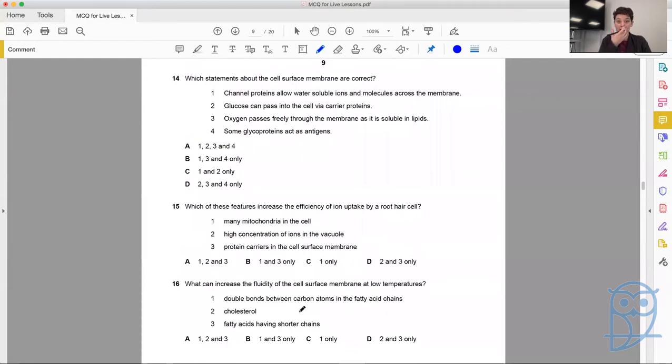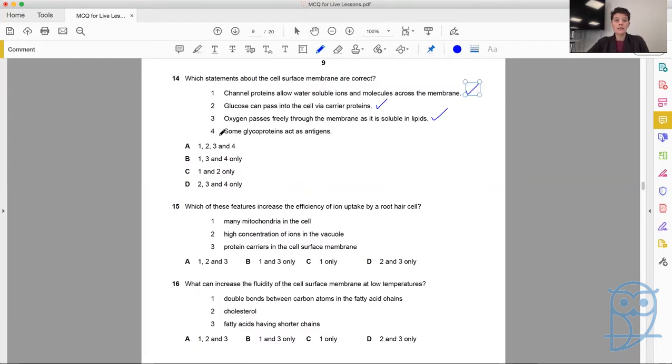So moving from enzymes onto cell membranes. Which statements about the cell surface membrane are correct? So we need to think in our mind about the membrane and what's going on, and then we need to look at these. Okay, so channel proteins allow water-soluble ions and molecules across the membrane. Well, that's true, because these things can't get across the membrane because of that hydrophobic region. So channel proteins, yes, they do allow things across, in particular, hydrophilic substances. Glucose can pass into the cell via carrier proteins. Well, that's true. Okay, glucose is not going to diffuse across. It has to be carried across. Oxygen passes freely through the membrane as it is soluble in lipids. Yes, oxygen passes through diffusion. So we're kind of happy that it's going straight through the membrane and it's not getting stopped by that phospholipid bilayer, so it doesn't need proteins, it can go straight through.